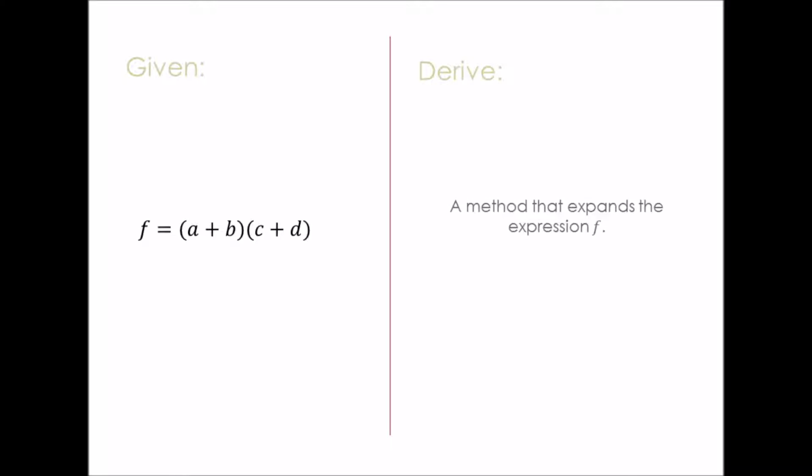And the way you expand this particular type of problem into a polynomial of multiple terms is a method called foiling. And this will be the topic of this video. So given an expression f of the form (a + b)(c + d), where a + b and c + d are two respective binomials, we want to derive a method that expands the expression f. In other words, we want to derive the method of foiling.